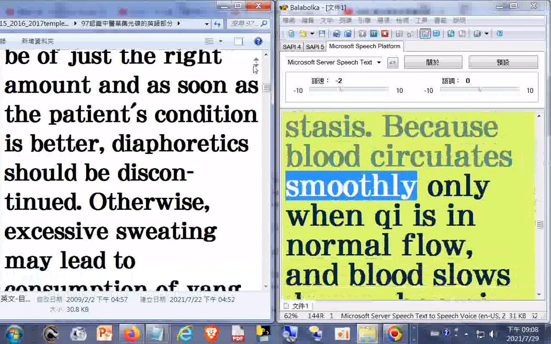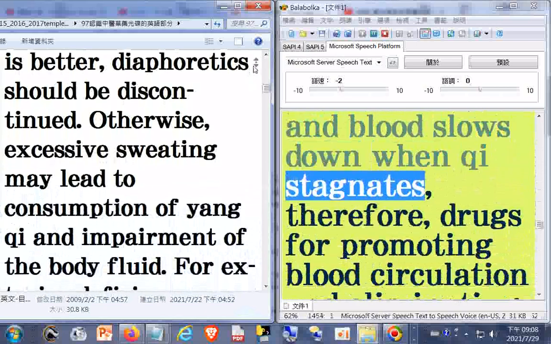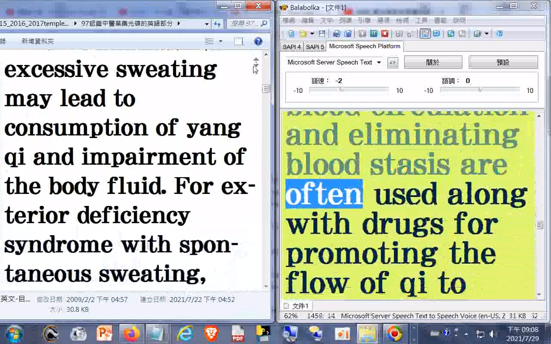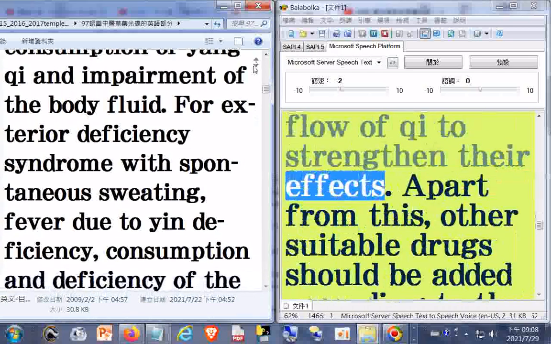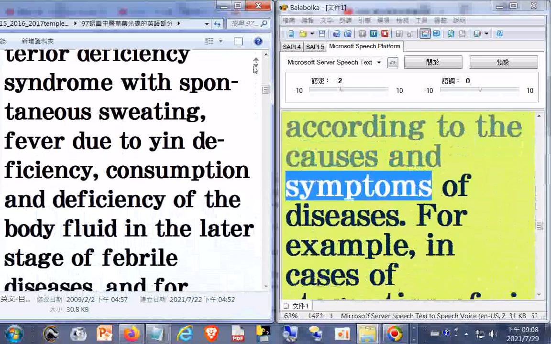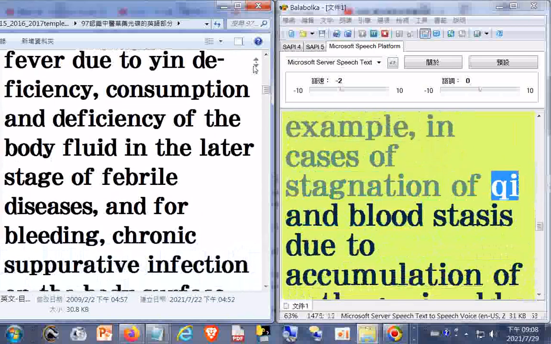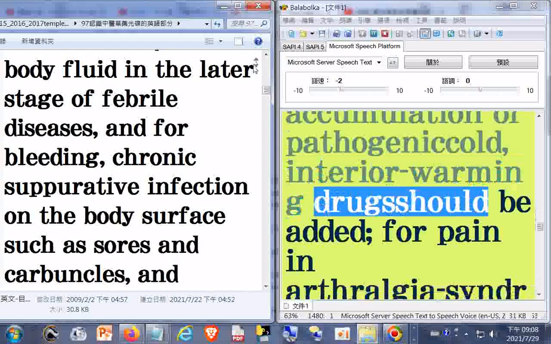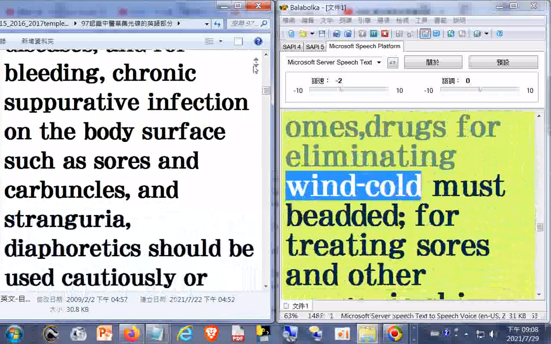Because blood circulates smoothly only when qi is in normal flow, and blood slows down when qi stagnates, therefore, drugs for promoting blood circulation and eliminating blood stasis are often used along with drugs for promoting the flow of qi to strengthen their effects. Apart from this, other suitable drugs should be added according to the causes and symptoms of diseases. For example, in cases of stagnation of qi and blood stasis due to accumulation of pathogenic cold, interior warming drugs should be added. For pain in arthralgia syndromes, drugs for eliminating wind cold must be added.